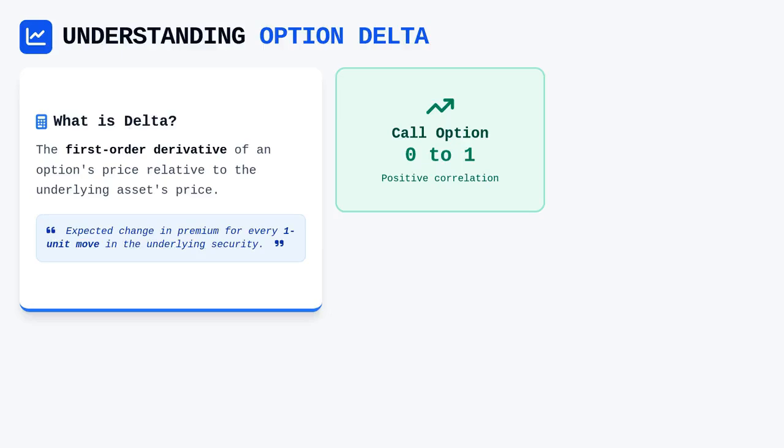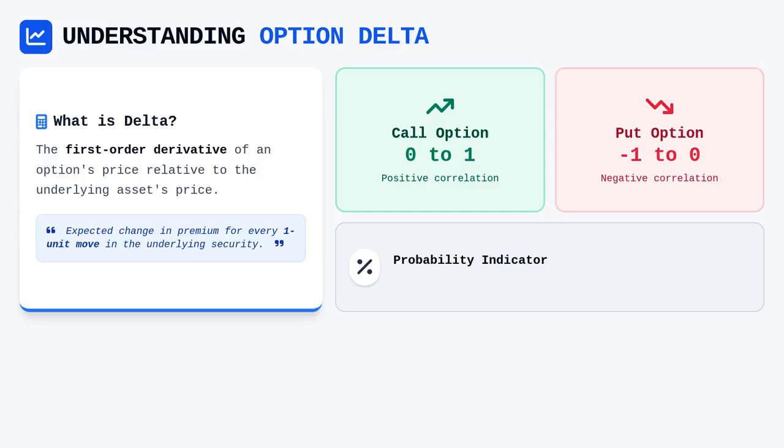For a call option, delta ranges between 0 and 1, while for a put option, it ranges between -1 and 0. Many traders use this metric as a shorthand probability indicator, as the delta of an at-the-money option often approximates the likelihood that the option will expire in the money under certain volatility assumptions.